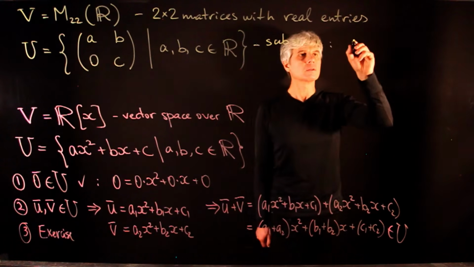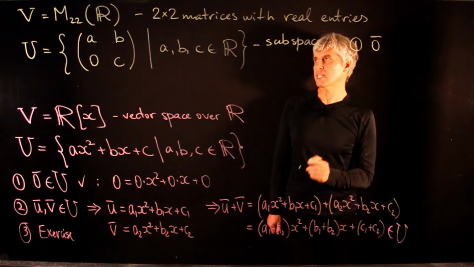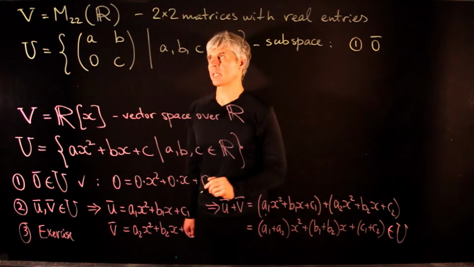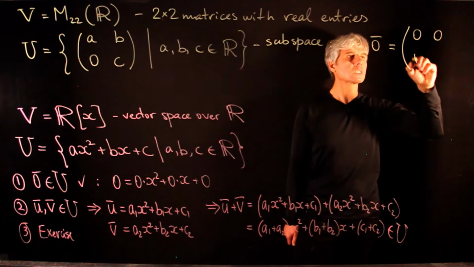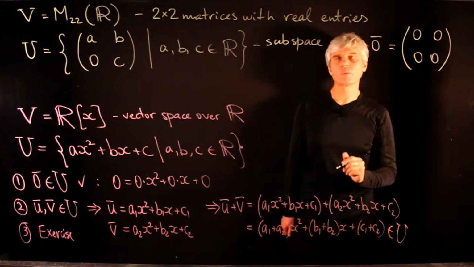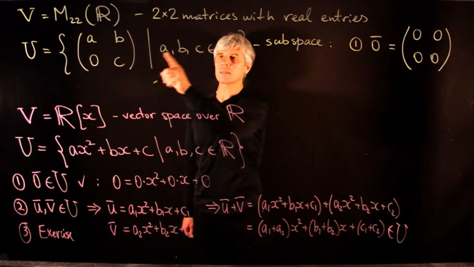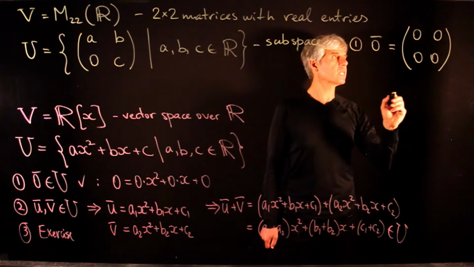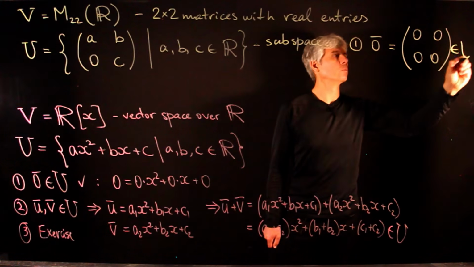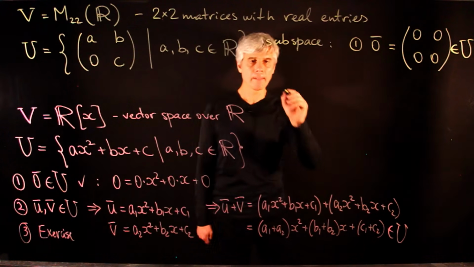And to check this, we take the 0 vector. So what's a 0 vector in this vector space? A zero vector is a zero matrix, 0, 0, 0, 0. And we see that this zero matrix conforms to this pattern if we take A, B, and C to be all zero. So this belongs to U. And so the first property holds.